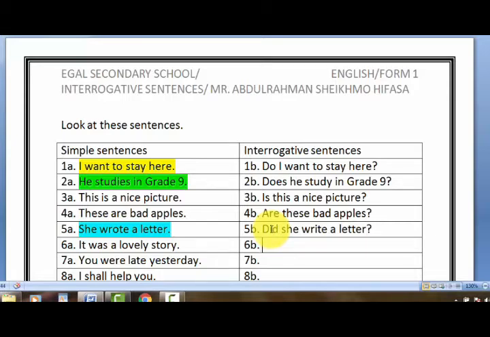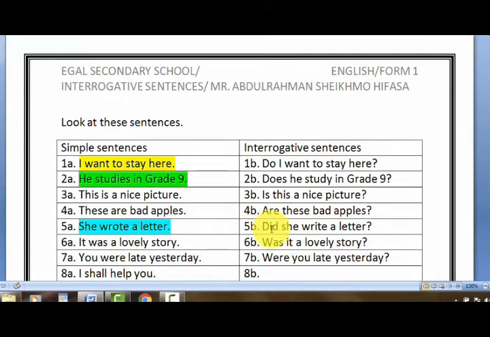It was a lovely story, because was is the past of to be. We just come and say, was it a lovely story? Don't forget your question mark. I mean, you were late yesterday. Just bring were forward. Were you late yesterday? Don't forget your question mark. Here you have got I shall.